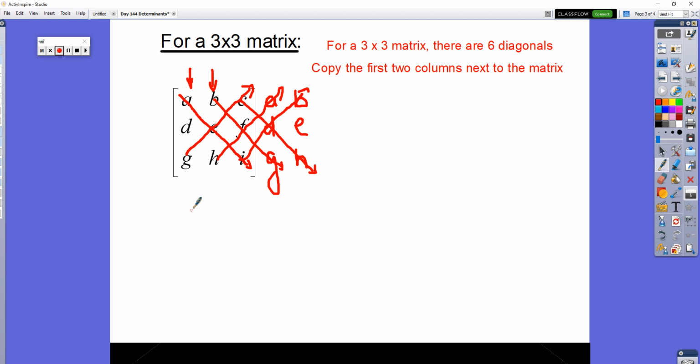So here's what you get when multiplying along the diagonals here. You're going to get A times E times I, that's our first diagonal, added with B times F times G, added with C times D times H.